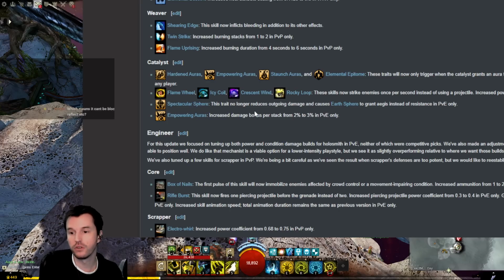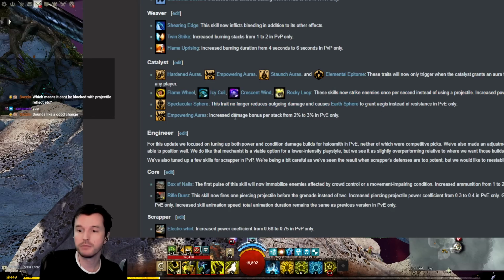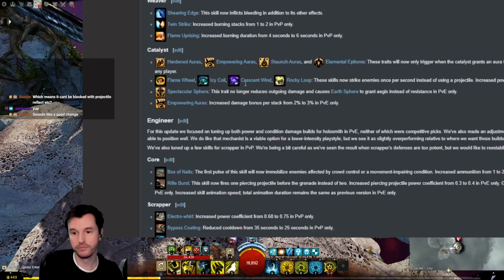Spectacular Sphere, trait no longer reduces outgoing damage. It causes Earth Sphere to grant Aegis instead of resistance in PvE only. This is very cool. If you're a class that goes from not having access to Aegis to having access to Aegis, a lot of doors open for you in the raid world. So that's actually quite interesting. Empowering Auras increase the damage bonus per stack from 2% per to 3% per in PvE only. That's the end of the Elementalist section.